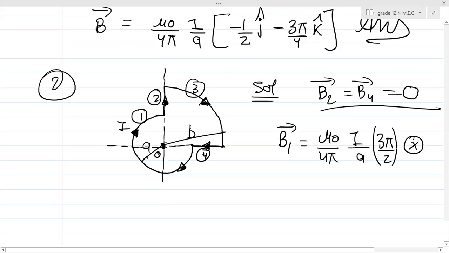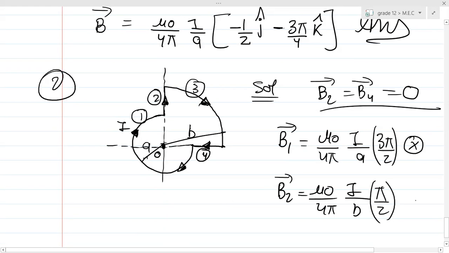Are you getting my point, guys? Similarly, what is the magnetic field due to 2? Magnetic field due to 2 will be mu naught by 4 pi into I by the radius B, and this is only pi by 2. Again into the plane. Yes or no? So can you see what is the total answer? Final answer?